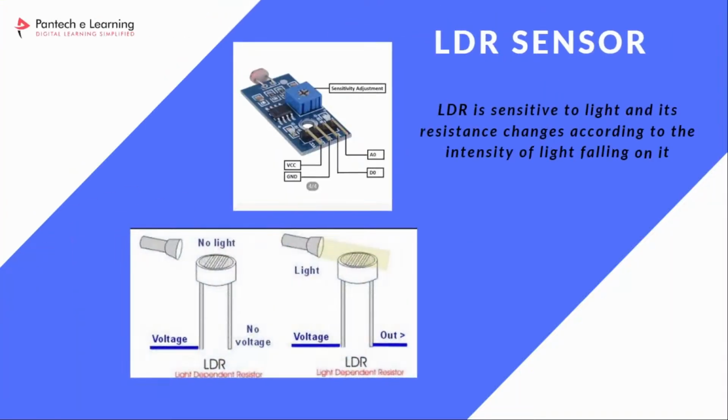LDR sensor. LDR stands for light dependent resistor, also known as photoresistor. It is sensitive to light, and its resistance changes according to the intensity of light falling on it. It is made up of high resistance semiconductor, and its resistance increases in darkness and decreases in light.